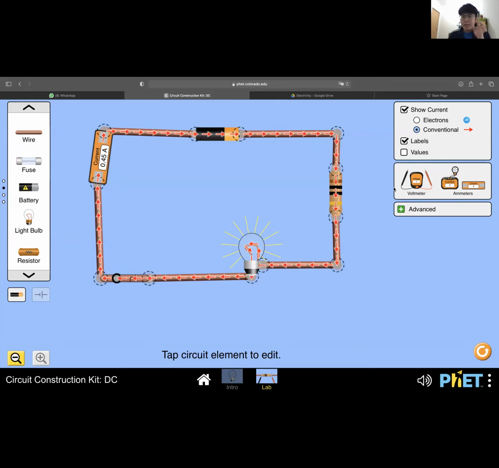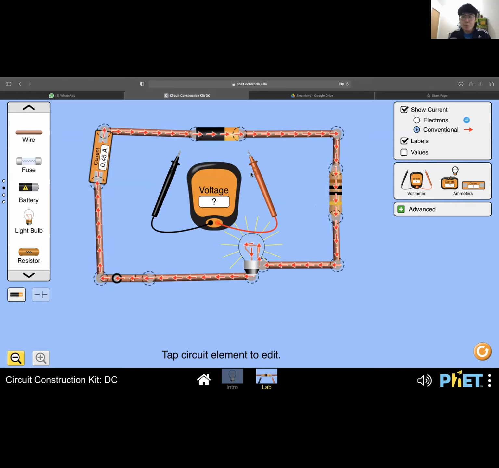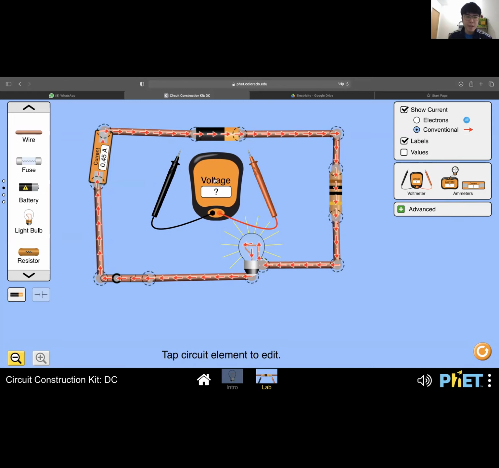The function of the battery is to provide voltage. Voltage is something that pushes the charge flowing. So if I want to measure the voltage, I would use a voltmeter. This voltmeter is quite big. So I would use the voltmeter to measure.